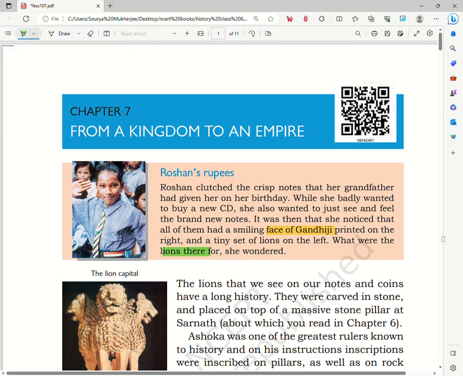She wondered. So in this story, we can see that a child is amazed at the picture of Gandhiji on the Indian currency and also the picture of the lion capital. So we will see the significance and learn the history behind all these in this chapter.